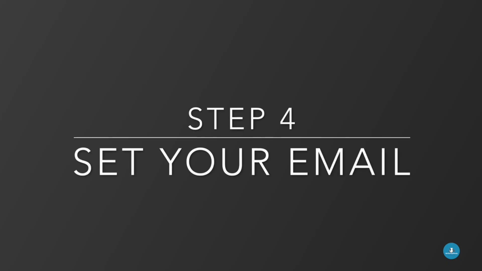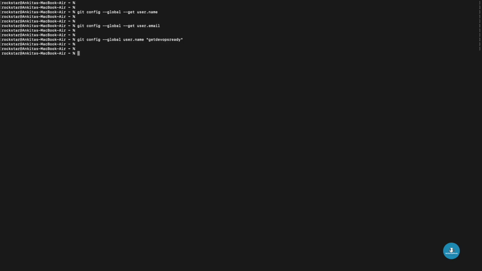Step 4 is to set your email. To set your email address in Git, use the git config command with the user.email configuration key. git config --global user.email your email.